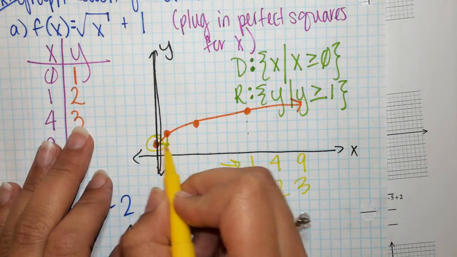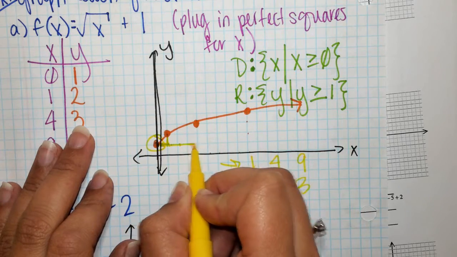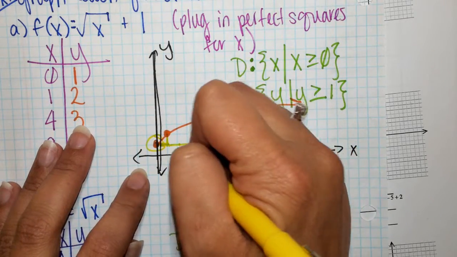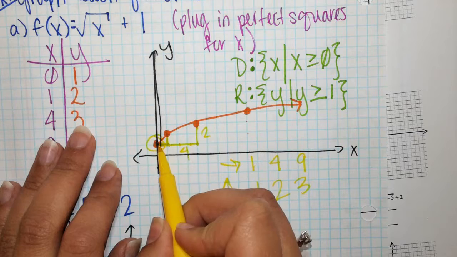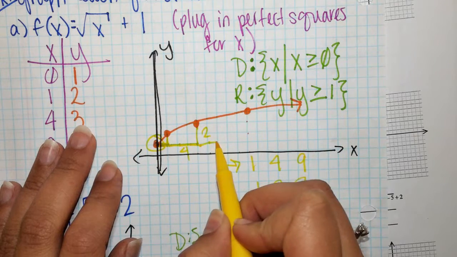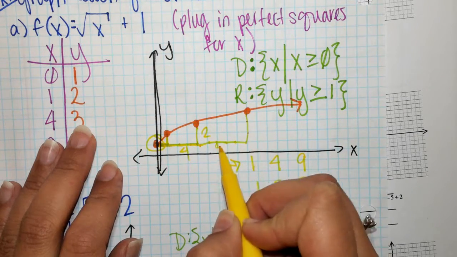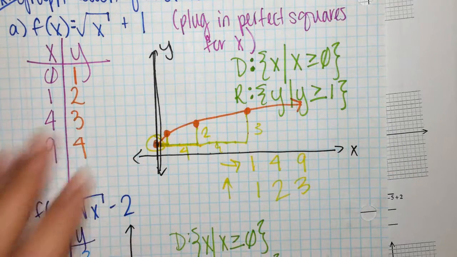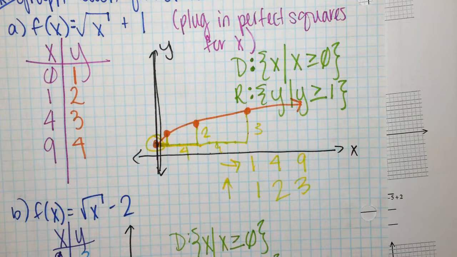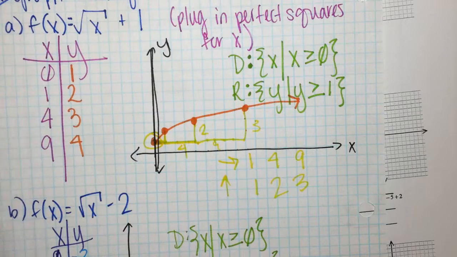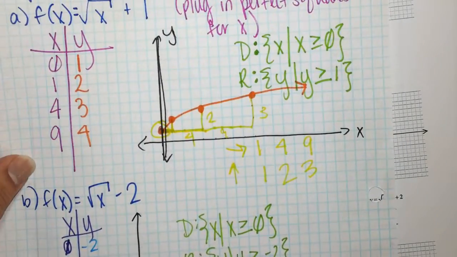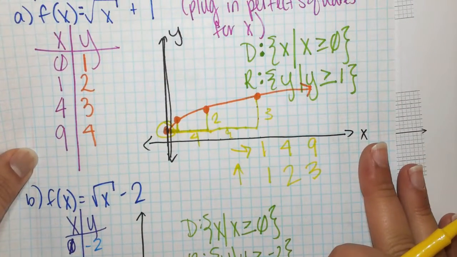Okay. Then we go right 4, up 2. Is that what we did there? And then we go right 9, up 3. Is that what we did there? So it still works regardless of if you move your vertex. Does anybody have any questions?